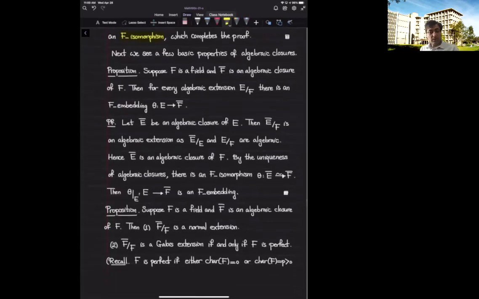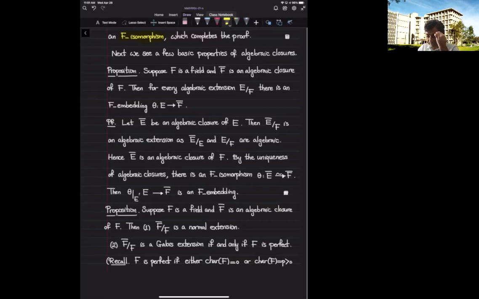So next we will see a few basic properties of algebraic closures. For instance, one of the important results is that algebraic closures are kind of largest algebraic extensions of F. How can we make it precise? One way to formulate this is to say that if E over F is an algebraic extension, then there is a copy of E inside F bar.